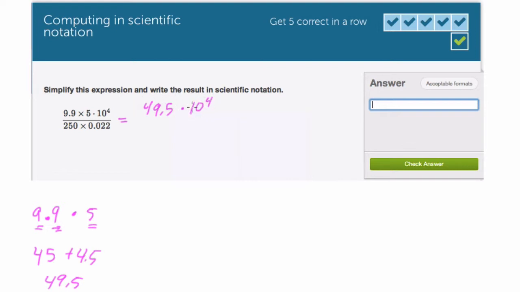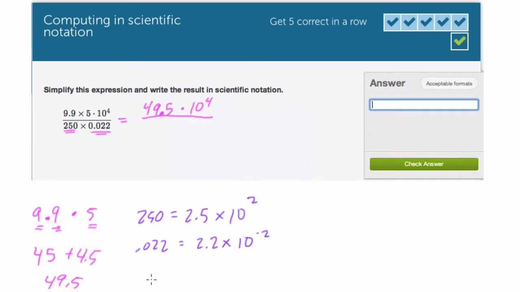I'm not going to write that in scientific notation yet, right? This number is too large. 49.5 is too large to be in scientific notation. I'm going to leave that for now and see what else we can break down. In the denominator here, we have 250 and 0.022. Well, this is where I think rewriting in scientific notation can really help. 250, we can think of that as 2.5 times 100, or times 10 squared. 0.022, we can think of that as 2.2 times 10 to the negative 2.